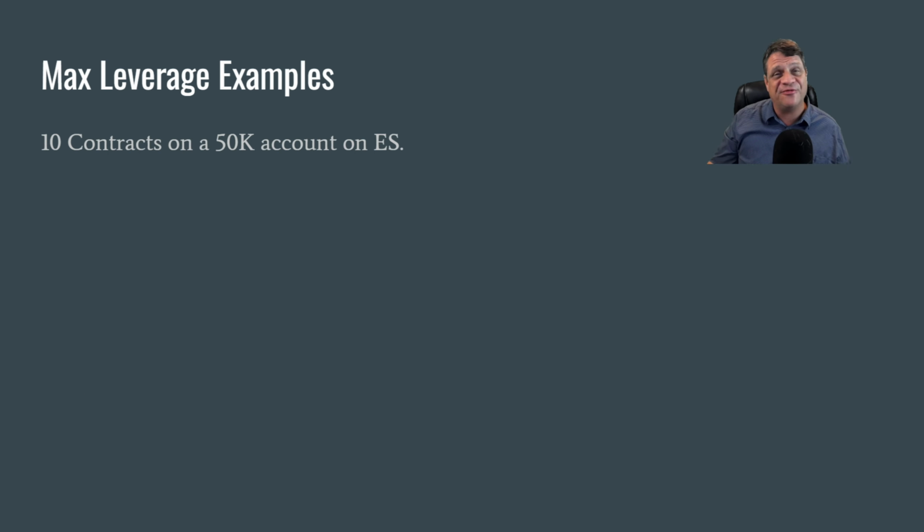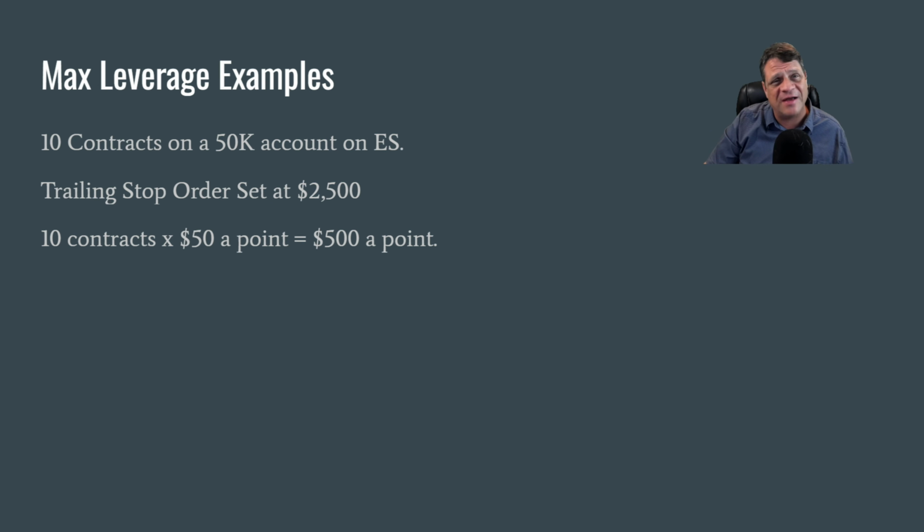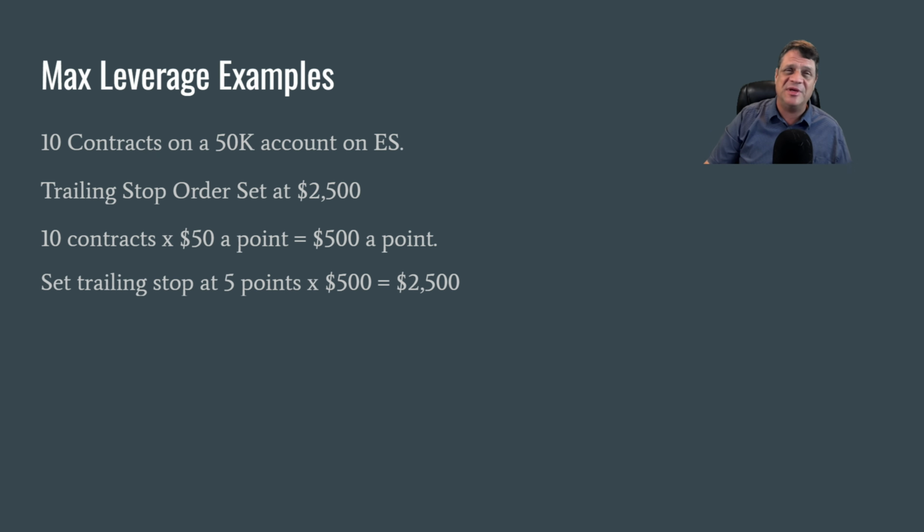I want to show you a different example that shows what happens with the trailing drawdown threshold in an account if you decide to go max leverage. We're going to enter a trade on Sierra Chart with a trailing stop order at max leverage, which is 10 contracts on the 50K account. I'm going to set this up so my stop order will represent the trailing drawdown threshold in the account, which is $2,500. So with 10 contracts on, each point in the S&P would be worth $500. So that means I will set my stop at 5 points, which will be $2,500 worth of drawdown.